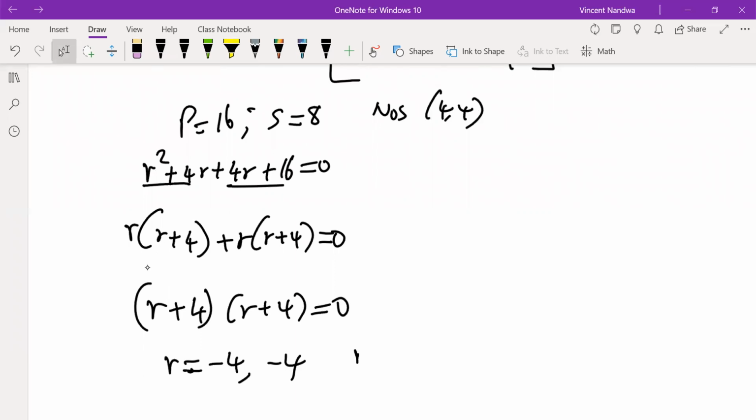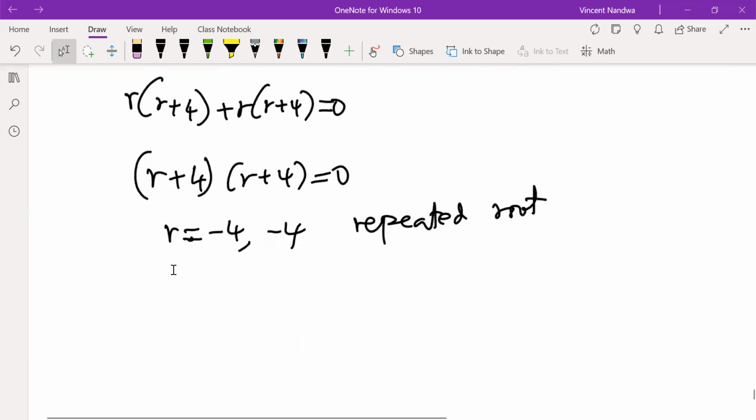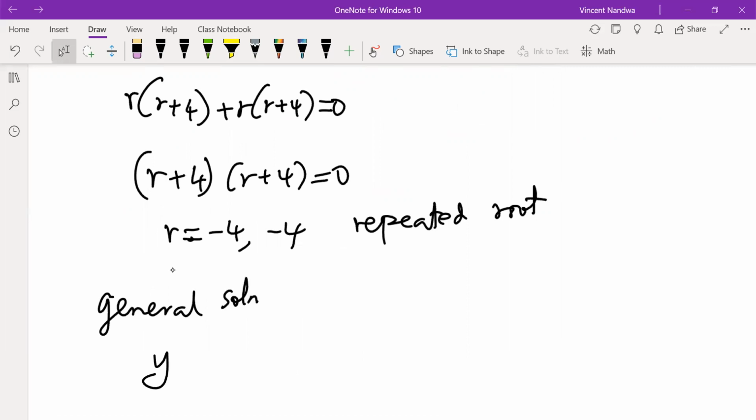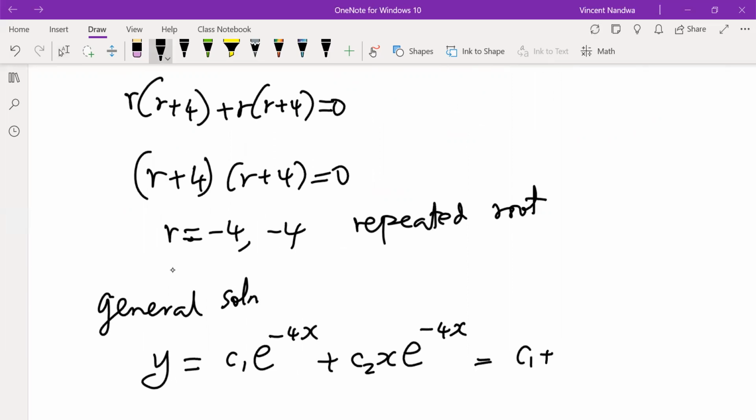So this is a repeated root. So the general solution for a repeated root will be y equals c1 e^(-4x) plus c2 x e^(-4x). So that is how the solution will look, or it can be written as (c1 plus c2 x) multiplied by e^(-4x). Thank you.